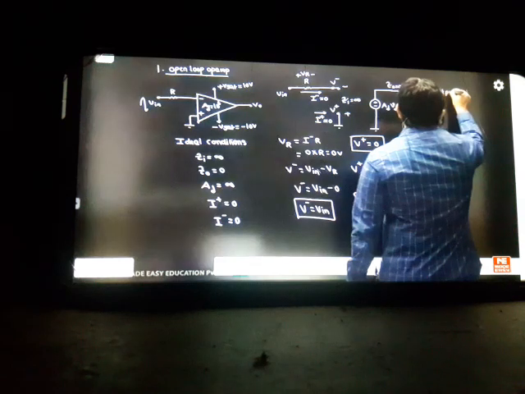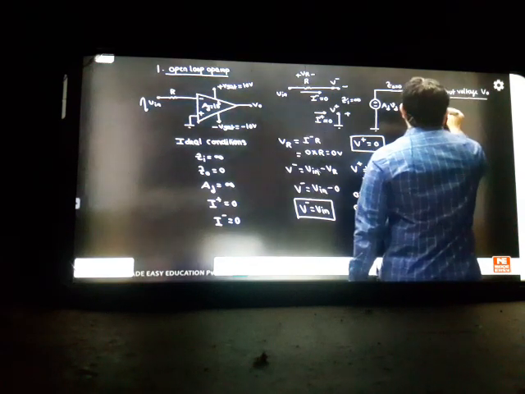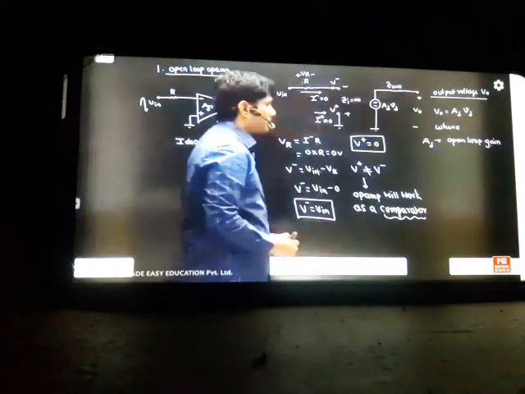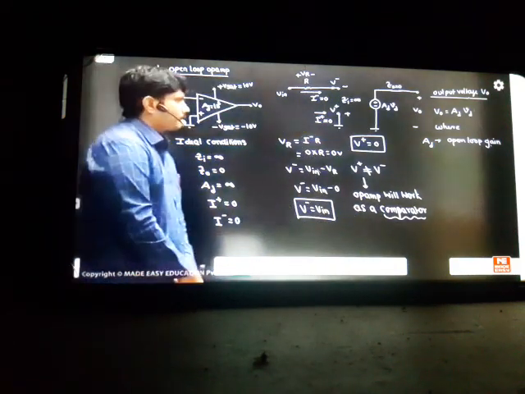So the next point is, what is the output voltage? How to find out? The next situation is output voltage, how to find out? V0, how to calculate? Seeing the diagram, easily you can tell the answer. V0 is nothing but AD into VD because output impedance is 0. So your output will always be equal to AD into VD, where AD is nothing but your open loop gain. Now, AD is called the open loop gain because we have not applied any closed loop in the op-amp. That's why it is called the open loop gain of the op-amp. So AD means open loop gain.